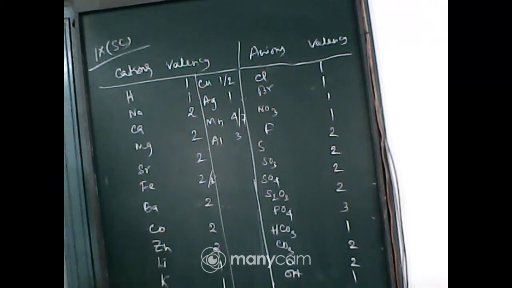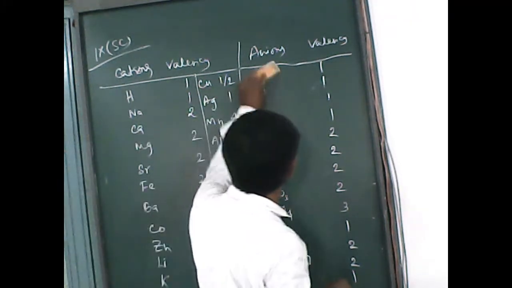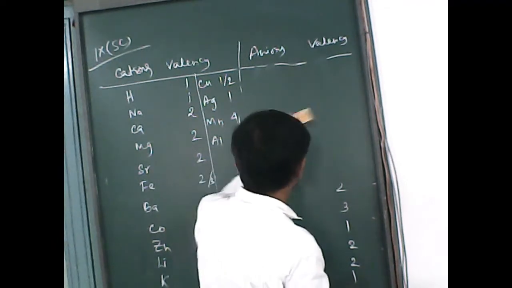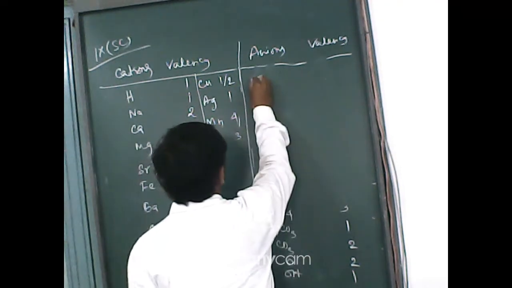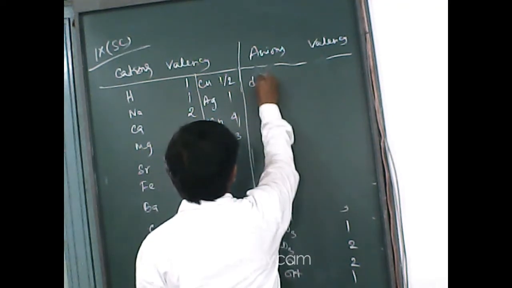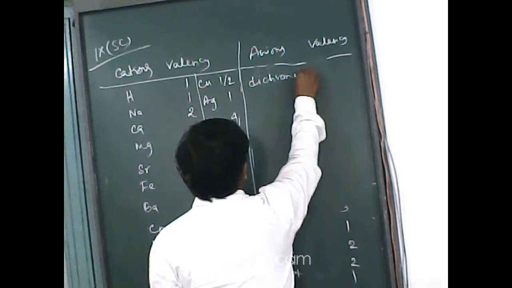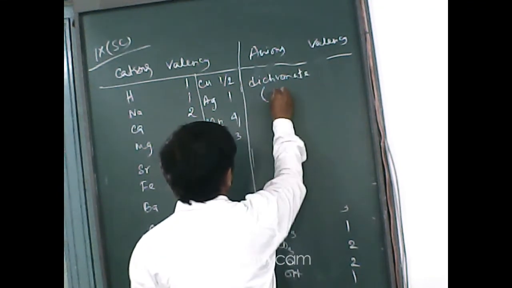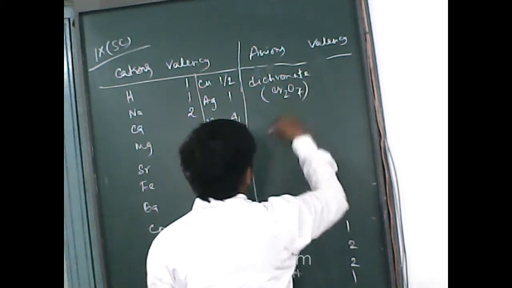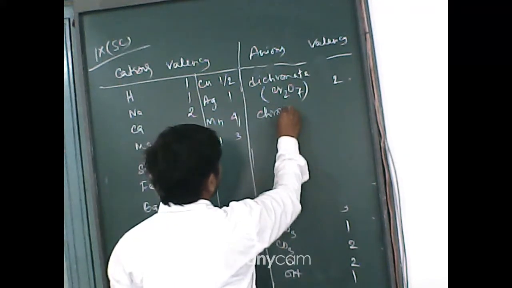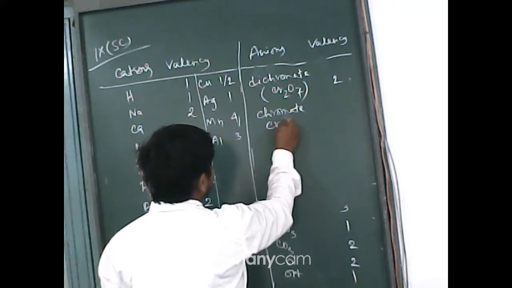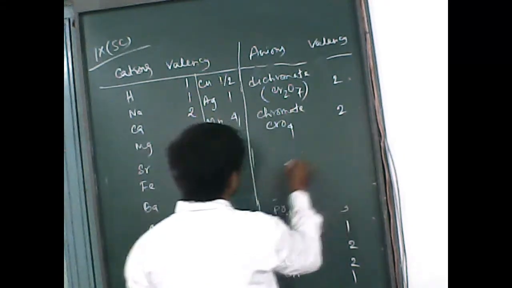Aluminium 3, yes. Just think about one compound of aluminium. Okay, so I am rubbing this because these anions are not only single anions, they are radical anions. So write down the name first, that is dichromate. Then write down the formula Cr2O7 and the valency is 2. Write down chromate, CrO4. Write down the valency 2.